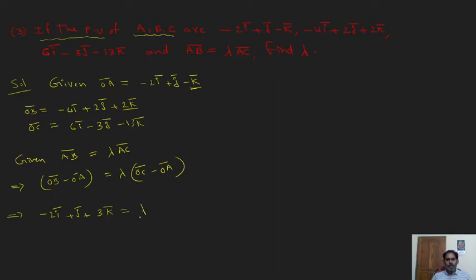Next, lambda into OC minus OA. Six I minus minus plus 2, that means 8I. Next, minus 3J minus J minus 4J. Next, minus 13K minus minus plus K, that is minus 12K.